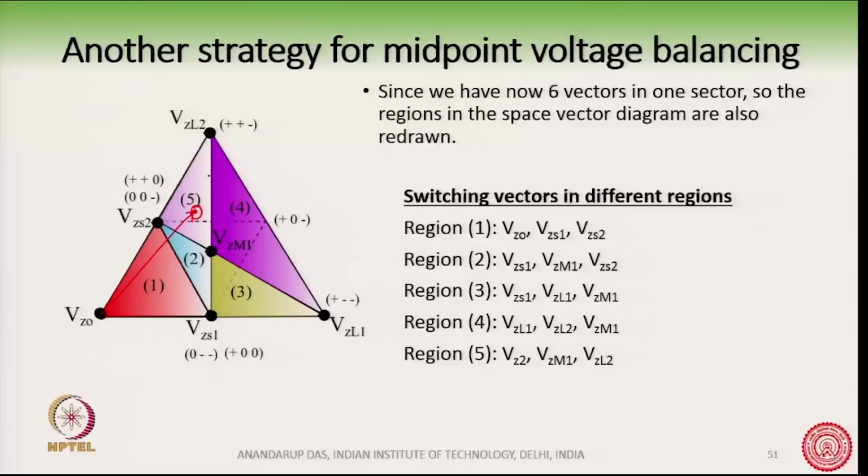And what are these regions? You can see the boundaries of these regions shown in the diagram. In region 1, for example, the enclosing vectors are Vz0, Vzs1, Vzs2. For region 2, the enclosing vectors are Vzs1, Vzm1 and Vzs2. For region 3, these are the 3 enclosing vectors. For region 4 these are the 3 enclosing vectors, and for region 5 these are the 3 enclosing space vectors, okay. And this is shown here.